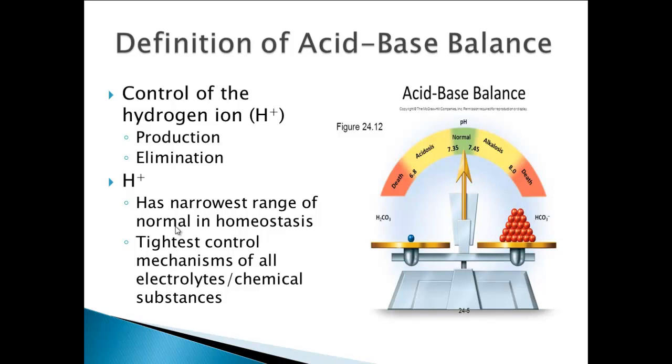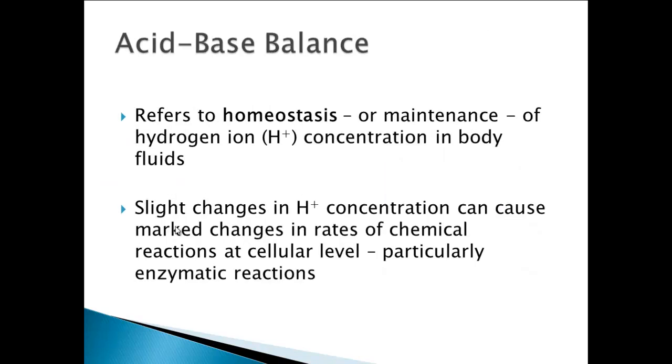Hydrogen ion is actually the cause of a lot of the acid in the body, and so it has the narrowest range of normal in homeostasis, and it is subject to the tightest control mechanisms of almost all the electrolytes or chemical substances. The body really keeps this hydrogen ion level in a very tight, narrow range. So acid-base balance is talking about the homeostasis or maintenance of the hydrogen ion concentration in the body fluids.